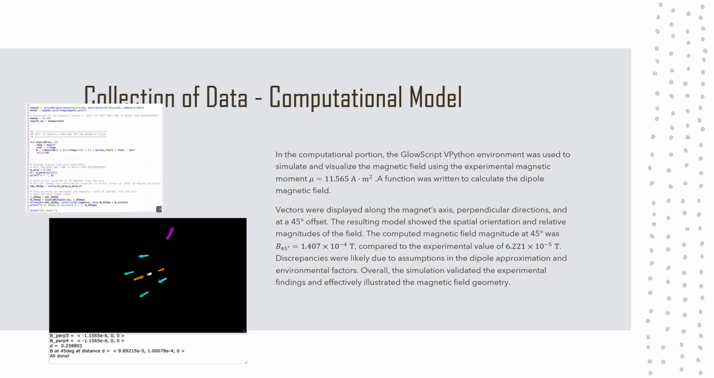In the computational portion, the VPython environment was used to simulate and visualize the magnetic field using the experimental magnetic moment 11.565. A function was written to calculate the dipole magnetic field, as you can see in the photo to the side. Vectors were displayed along the magnet axis and perpendicular directions, and on a 45-degree axis offset. The resulting model showed the spatial orientation and relative magnitudes of the field. The computed magnetic field magnitude at 45 degrees was as shown, compared to the experimental value as shown. Discrepancies were likely due to assumptions in the dipole approximation and environmental factors. Overall, the simulation validated the experimental findings and effectively illustrated the magnetic field geometry.